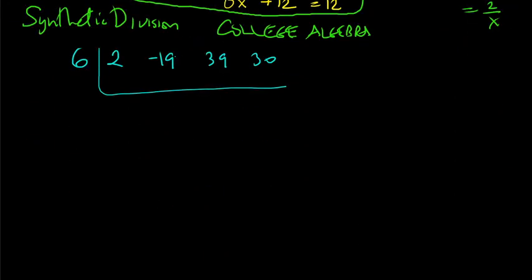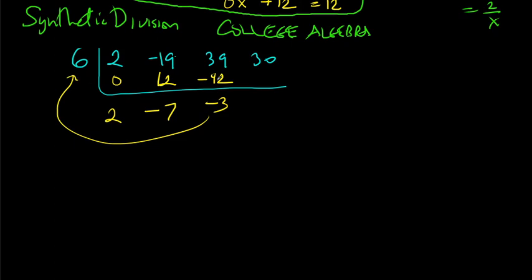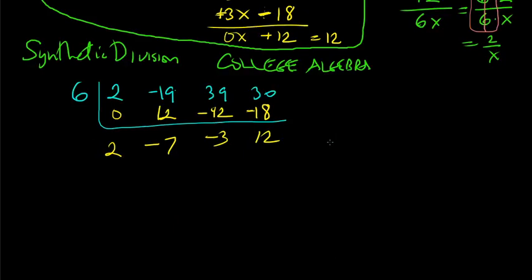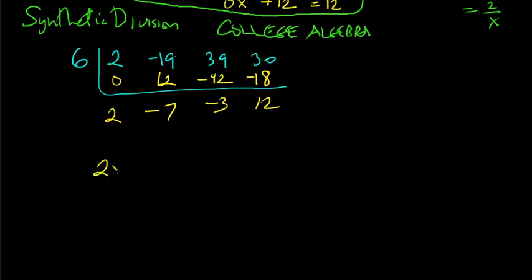So here's how this works. This is 2 plus 0, which is 2. 2 times 6 is 12. So that goes in the next column. Negative 19 plus 12 is negative 7. Negative 7 times 6 is negative 42. 39 plus negative 42 is negative 3. Negative 3 times 6 is negative 18. And 30 plus negative 18 is 12. Now that's not the answer, but if you look at the answer here, I'll copy it down. You can see the connection here.